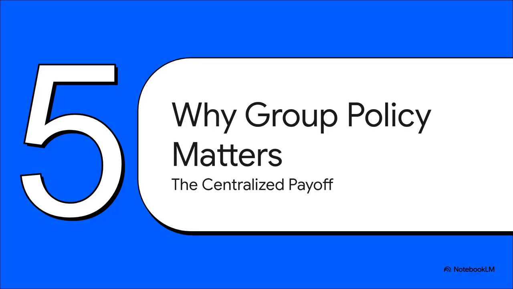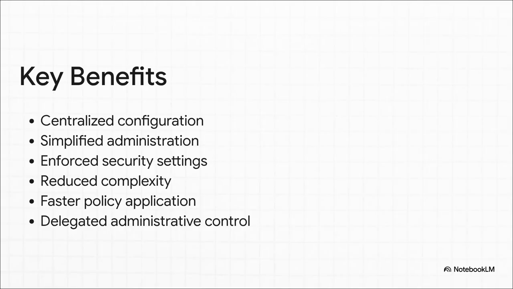So we've covered the what and the how. Let's wrap this whole thing up by focusing on the why. Why do organizations spend so much time and effort getting this right? The benefits really boil down to three main things: control, consistency, and efficiency.